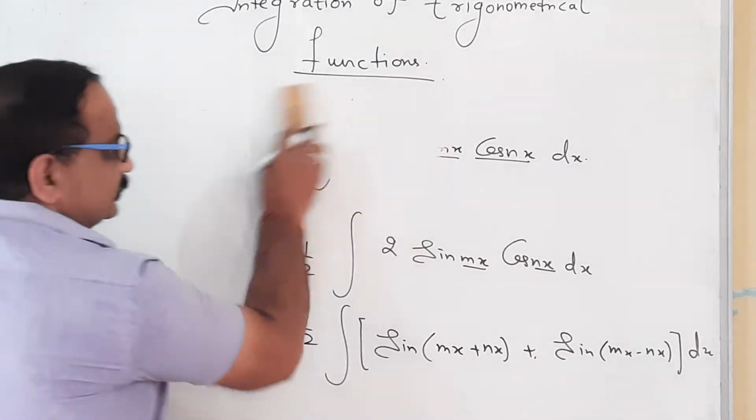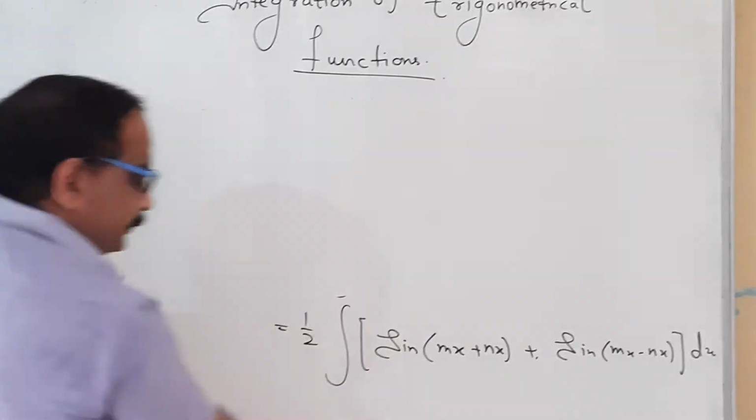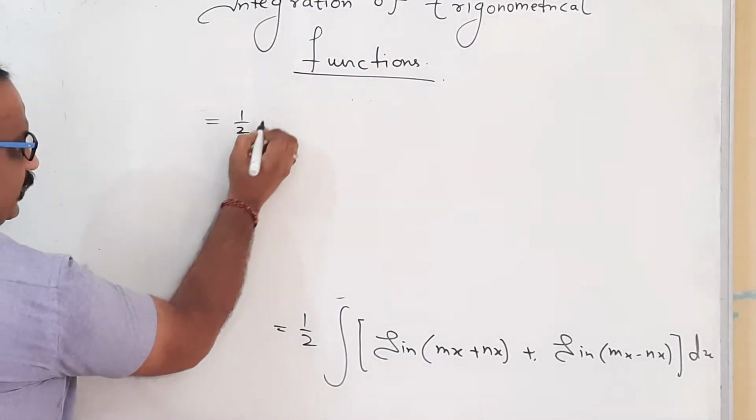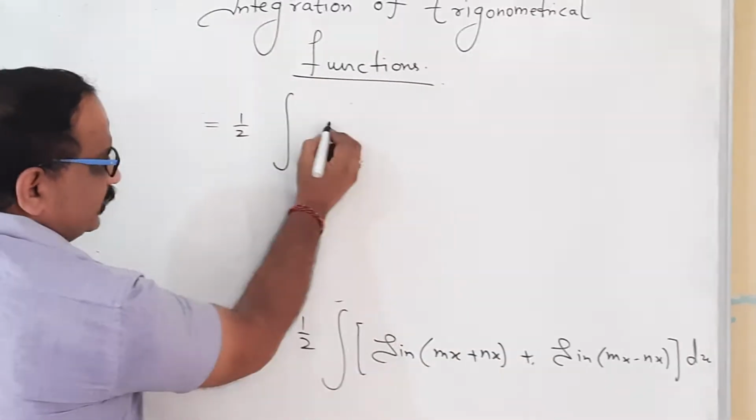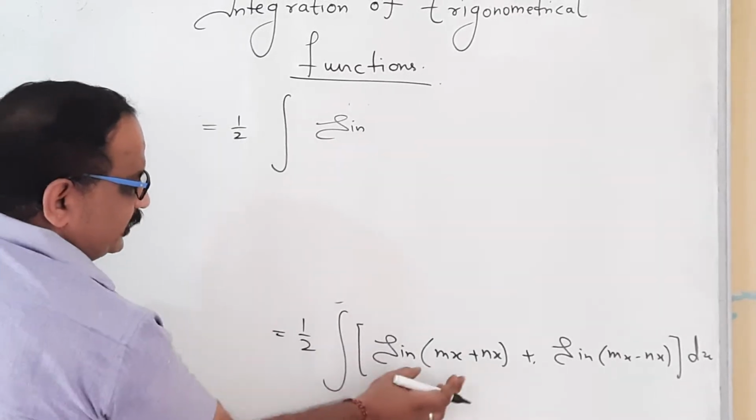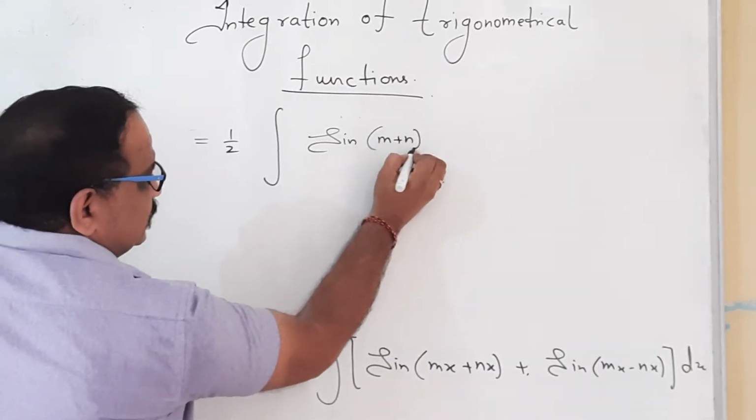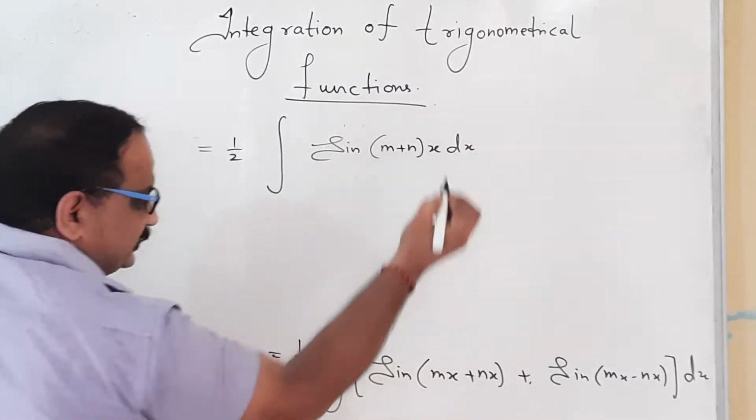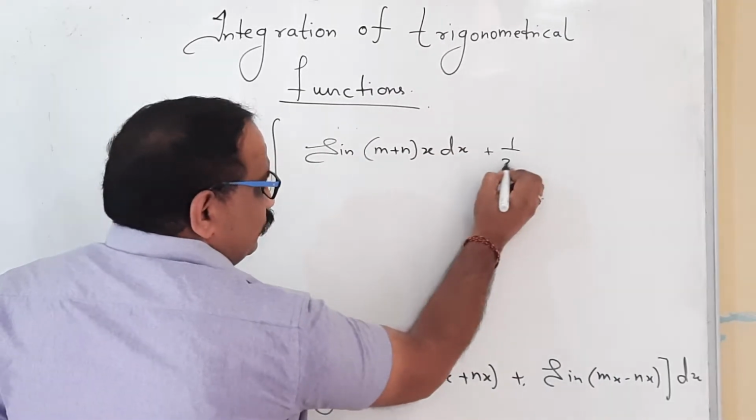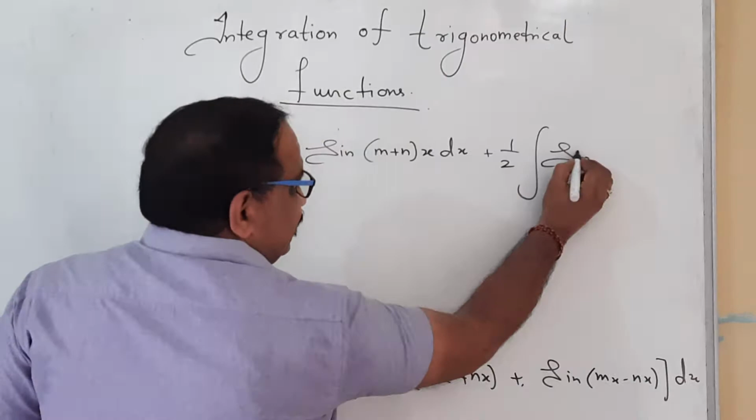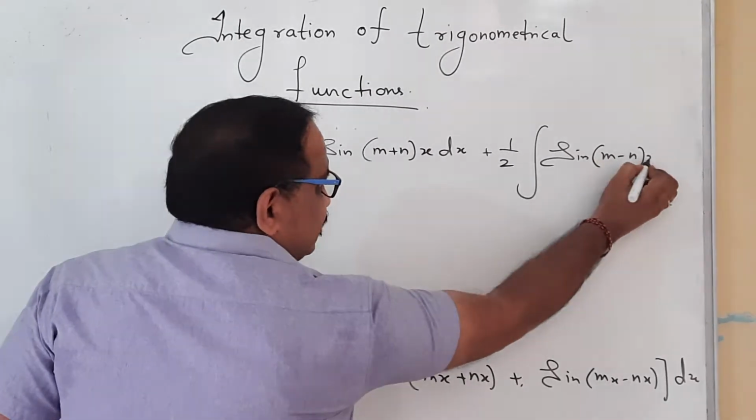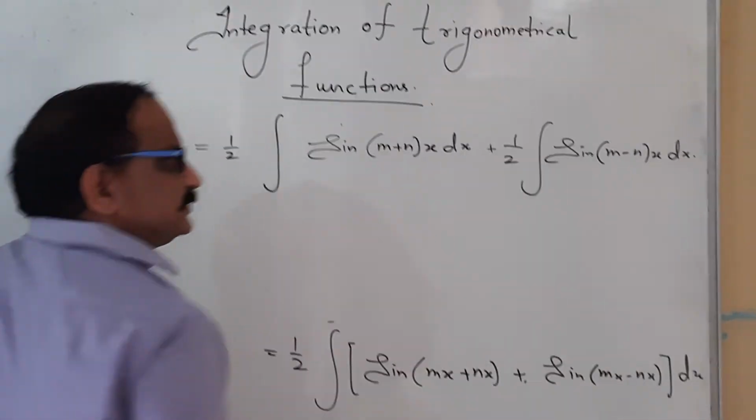Now further, here is half, and I can just divide it. It can be written as sine in both of them. I can take common x, so it should be (m plus n) into x dx. That's it. And another part is 1 by 2, sine of (m minus n) into x dx.